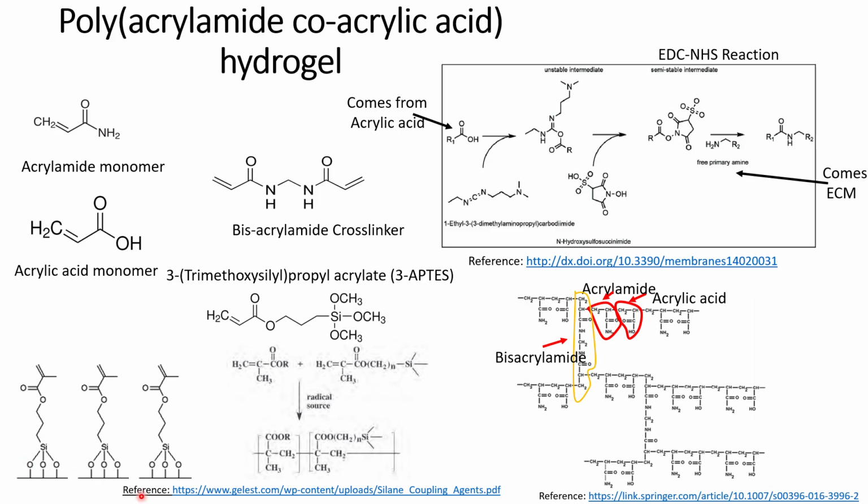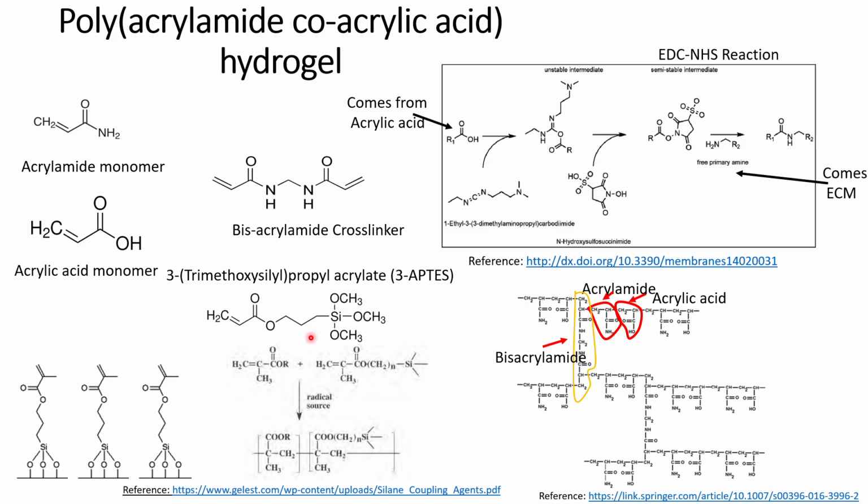First we have a glass layer, the glass surface or the cover slip, that needs to be activated with 3-APTS or 3-trimethyloxysilyl propyl acrylate. This silane group will react with the cover slip to make it more functional. After that, this group, that is COOH, will be able to interact with the acrylic acid that is present in the acrylamide co-acrylic acid medium.